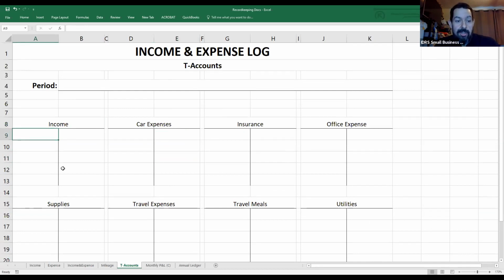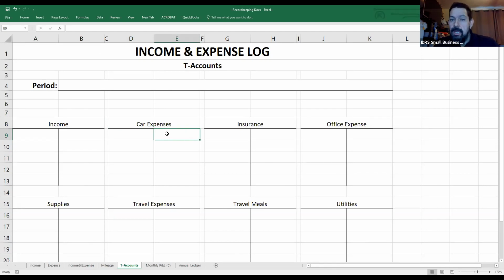There's the top of the T. There's the side of the T. And we have our income here, and then we have a number of different expense categories. And what you would do is, there's actually two sides. One side is for actually spending the money, and one side is if you got money back.